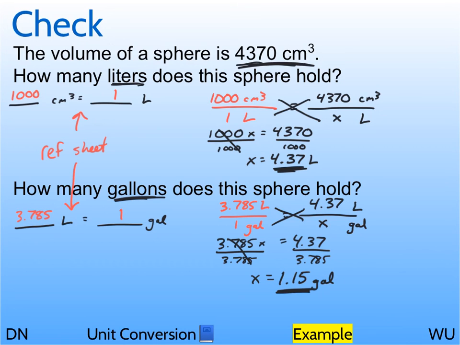So that's how you do it. You find the conversion ratio that you care about from the reference sheet, set it up like a fraction. Then make a proportion where the units are the same on the top and the units are the same on the bottom. Plug in the information you know, 4,370 for this and x for that, then cross multiply and solve.